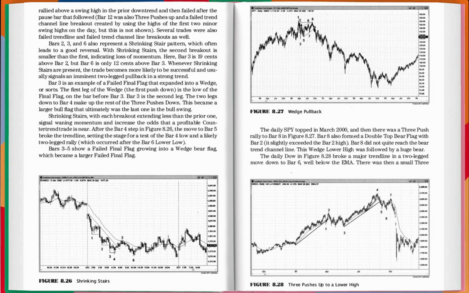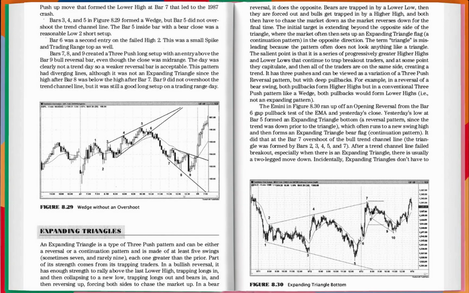The daily SPY topped in March 2000, and then there was a 3-push rally to bar 8 in figure 8.27. Bar 8 also formed a double top bear flag with bar 2. It slightly exceeded the bar 2 high. Bar 8 did not quite reach the bear trend channel line. This wedge lower high was followed by a huge bear. The daily Dow in figure 8.28 broke a major trend line in a two-legged move down to bar 6, well below the EMA. There was then a small 3 push-up move that formed the lower high at bar 7 that led to the 1987 crash.